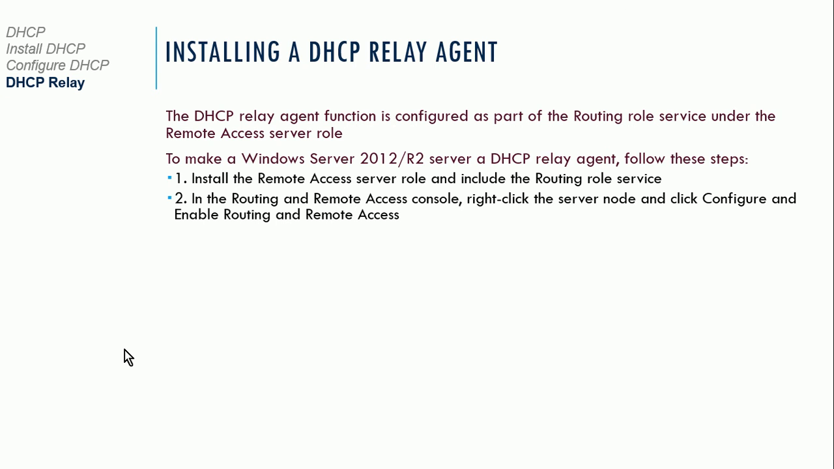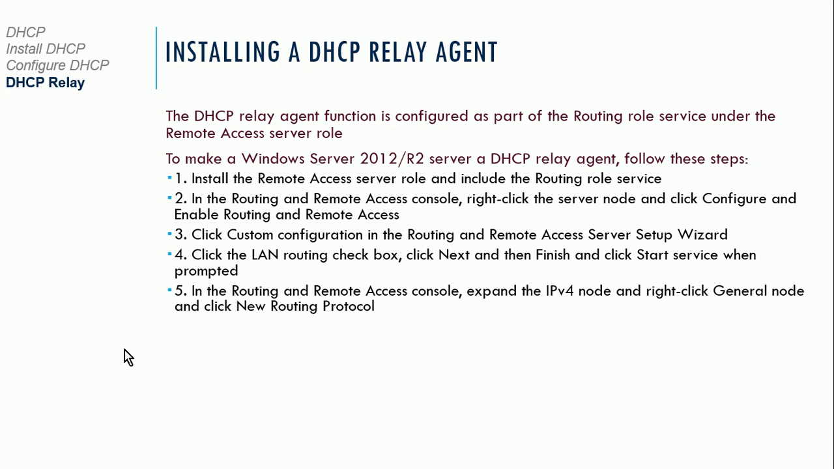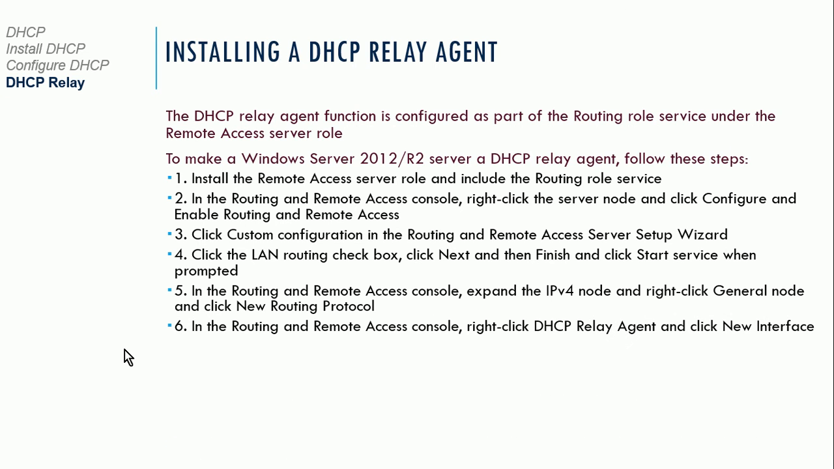With the routing role service installed in the Routing and Remote Access console, you right-click on the server node, click Configure and Enable Routing and Remote Access, and then click Custom Configuration in the server setup. Then click the LAN routing checkbox, next, and finish, and click Start Services when prompted. In the console, you expand the IPv4 node, right-click on General, and click New Routing Protocol.